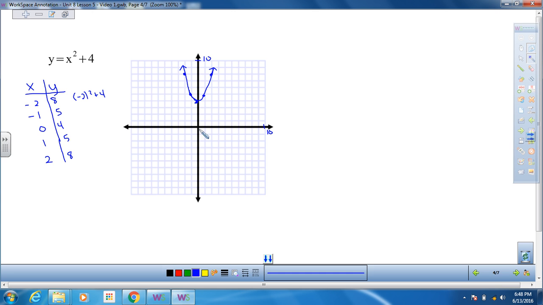So remember, the parent function, I'll sketch that in real quick, was this. Okay. So from the parent function, we shifted up 4. Well, where do you see up 4 in the equation? Right here, plus 4. Remember vertex form.